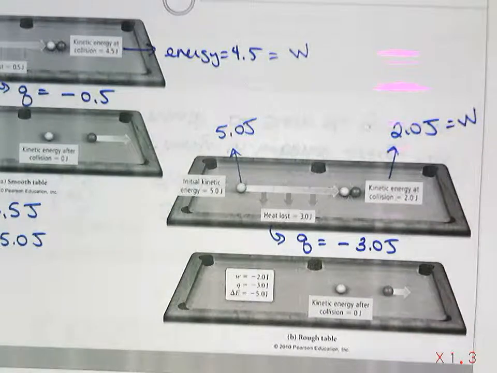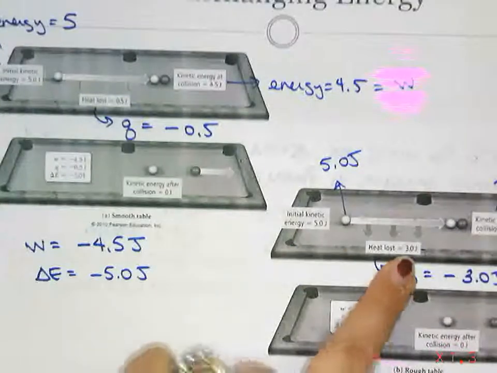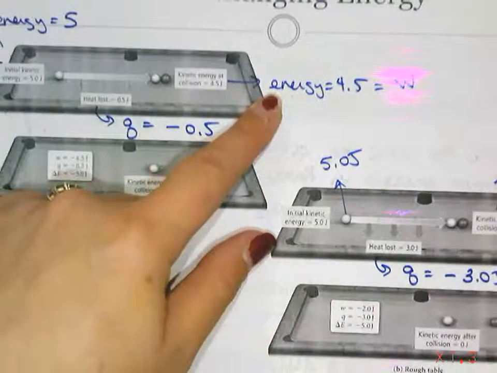So they still add together, right? Overall, the energy still adds up to 5. It's just a different amount of Q and W. One has less heat, one has more heat. So if it has more heat, it has less work. So it's just a trade-off.